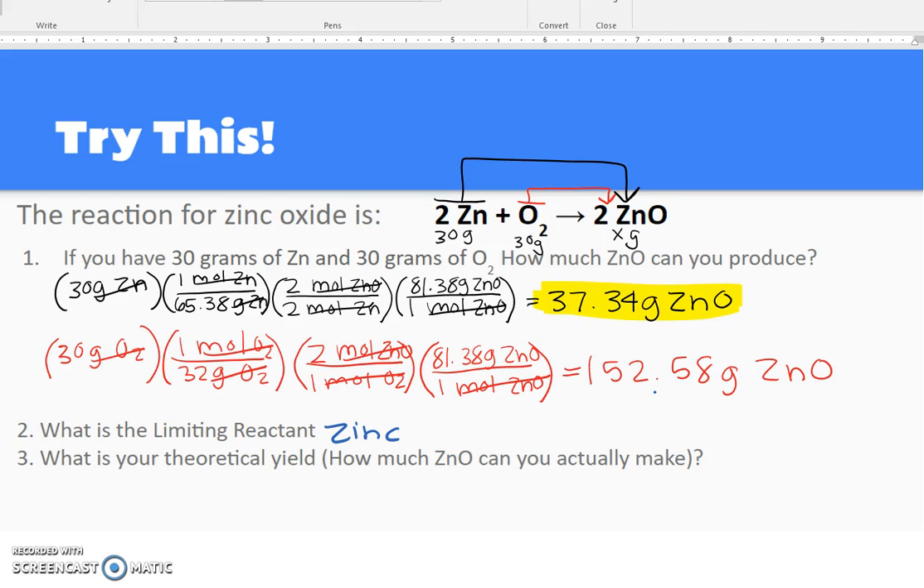Question number 3 is getting at those definitions from a previous slide that you just took some notes on. So what's your theoretical yield? How much zinc oxide can you actually make? We can actually make 37.34 grams of zinc oxide.